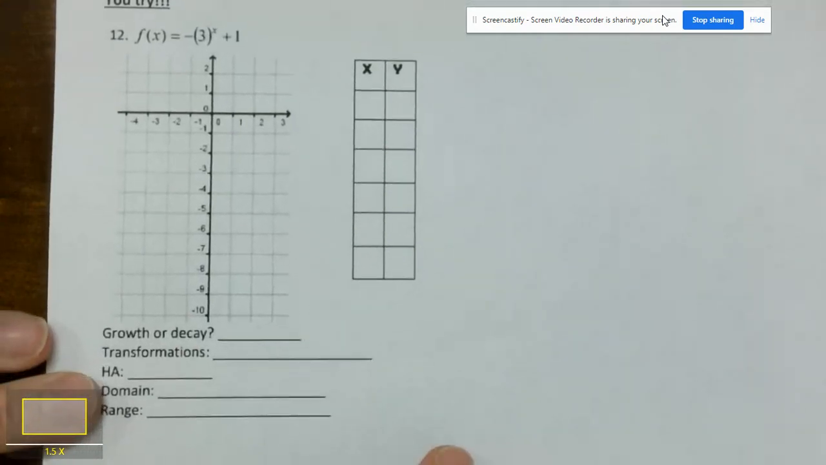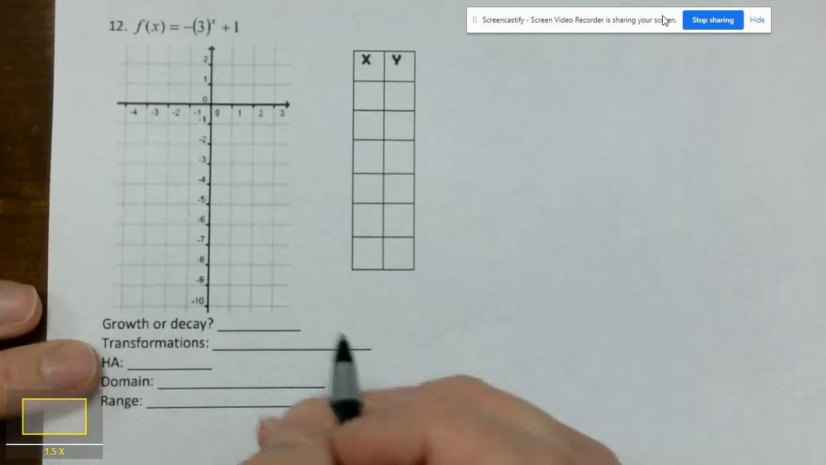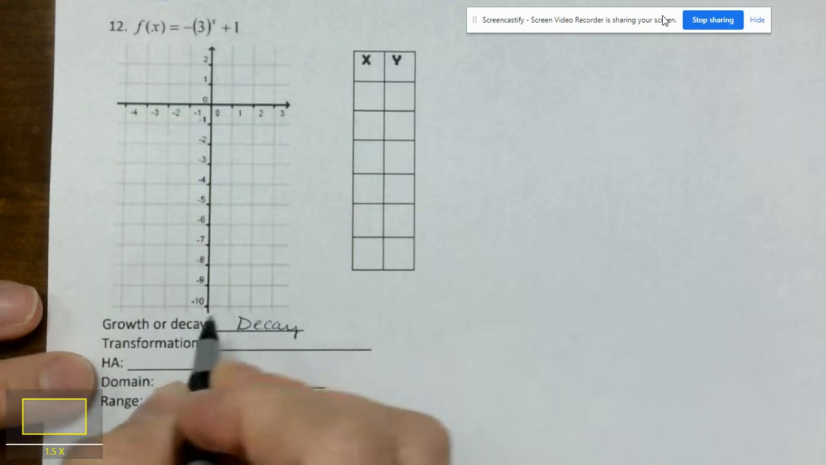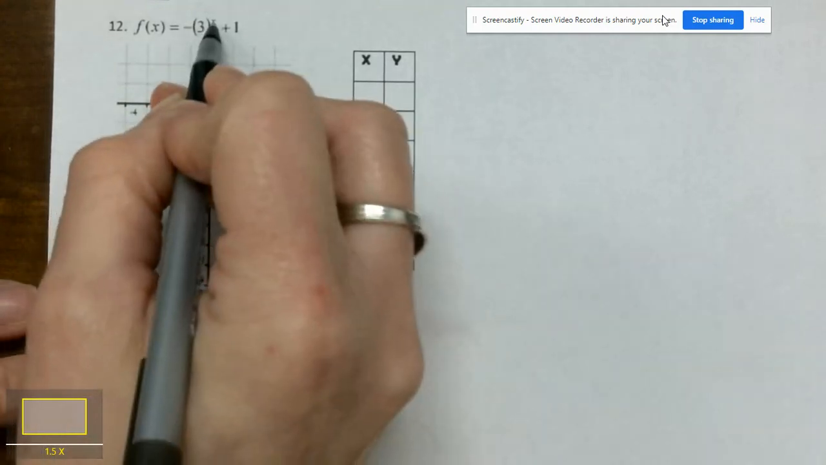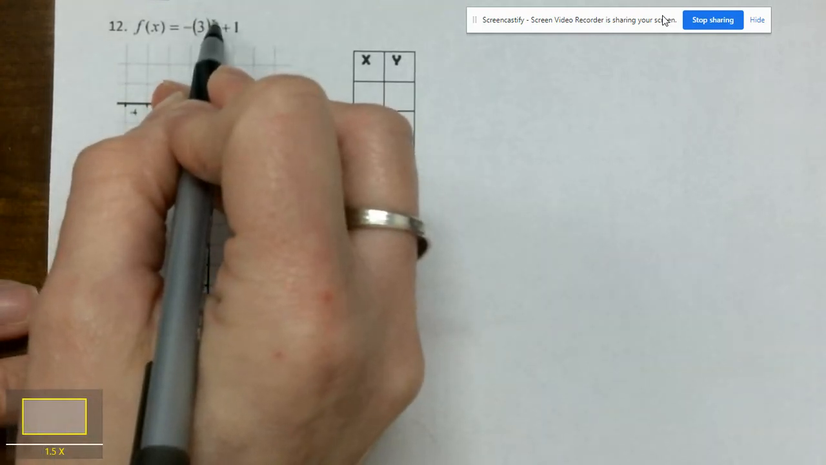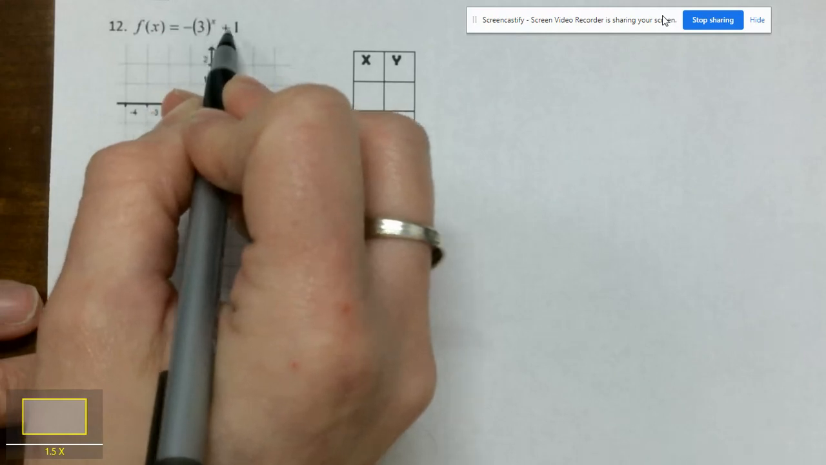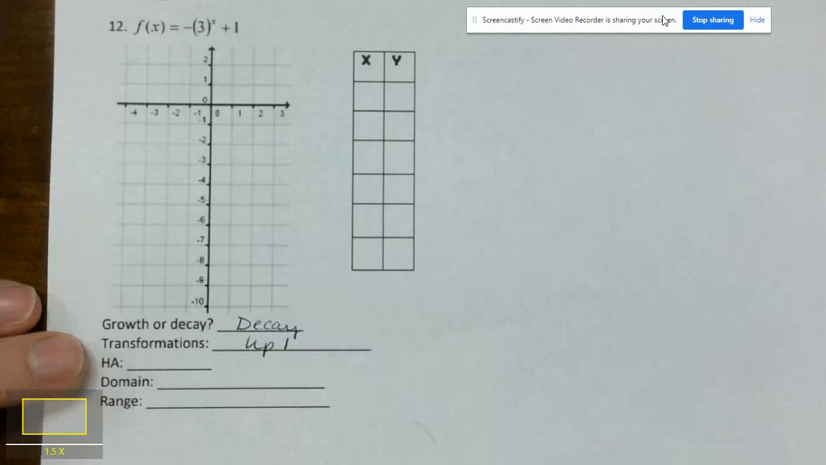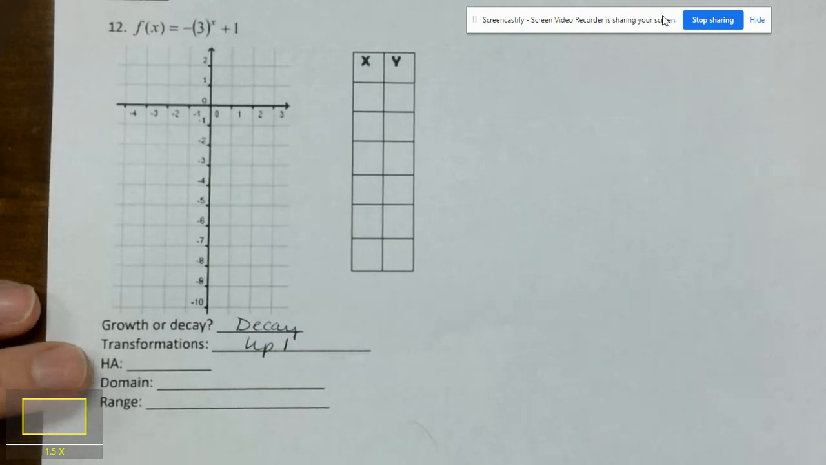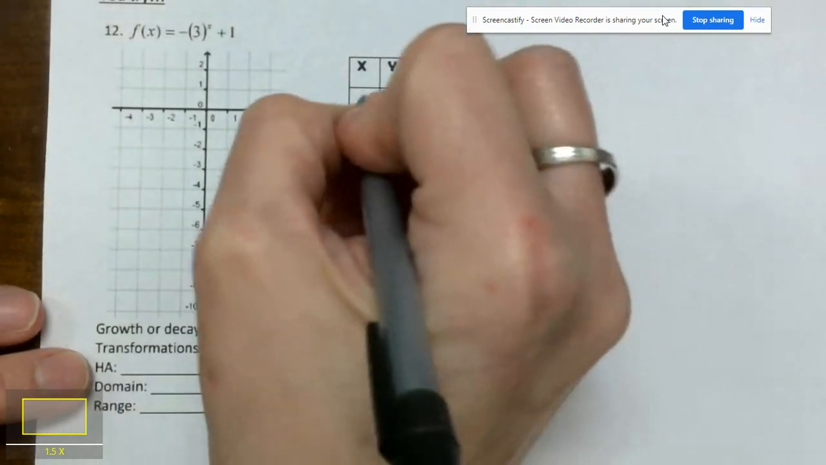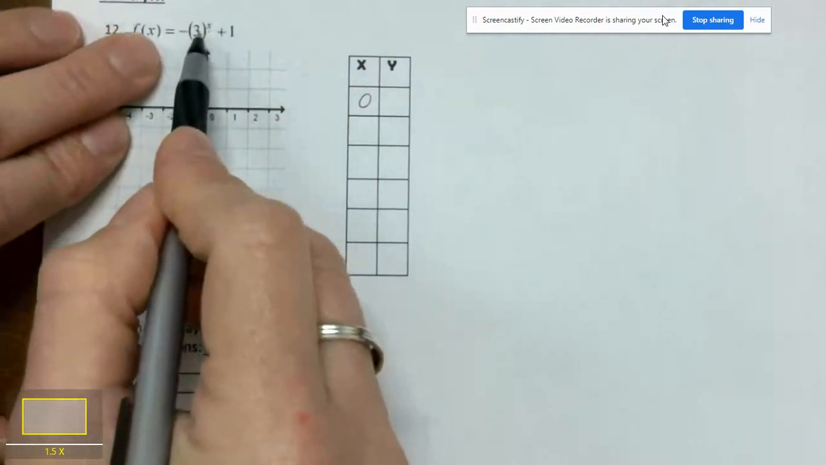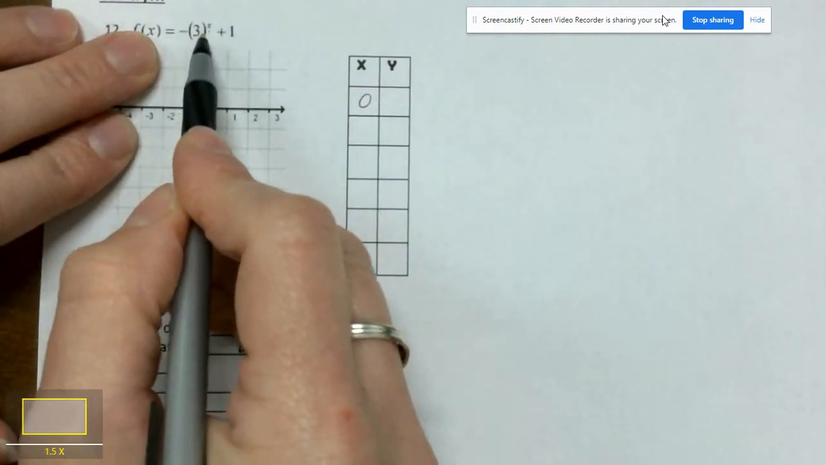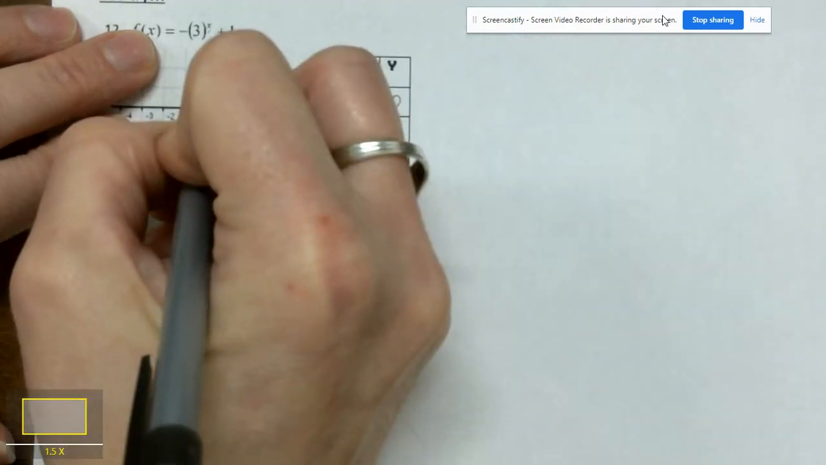Okay, hopefully you've worked this one. Since this is negative here, we know we've got a decay function. Our transformations, we didn't move any to the left or right because there's no plus or minus here on the x, but we have a +1, so that means we moved it up 1. So let's start off by putting a 0. If I put in a 0, 3 to the 0 is 1. -1 plus 1, that'd be 0. So I've got the point 0, 0.